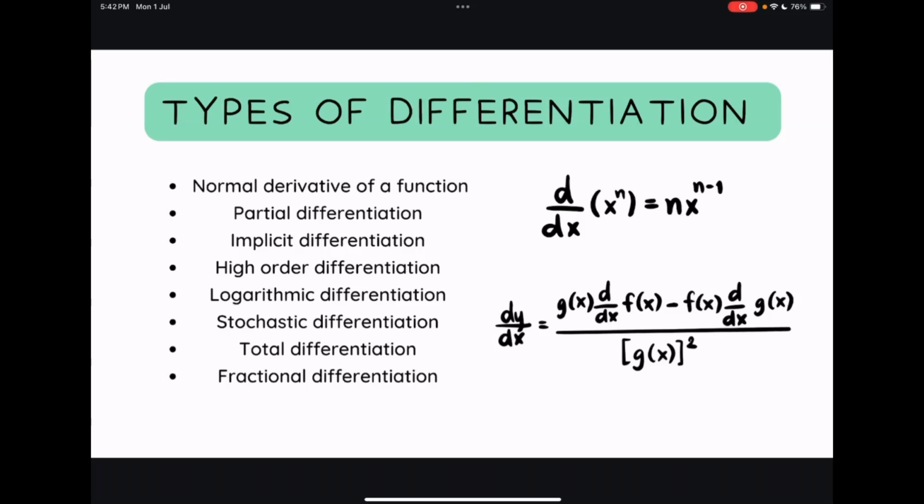These are the different types of differentiation. Each of them can serve a different purpose. For example, high-order differentiation can be used to find the maximum or the minimum point of a function.